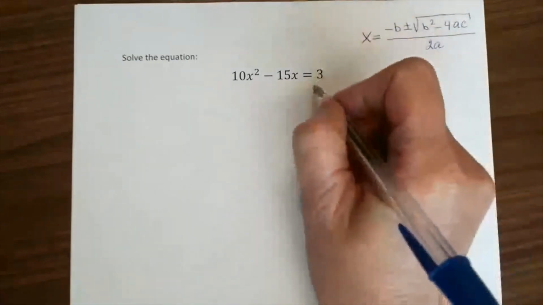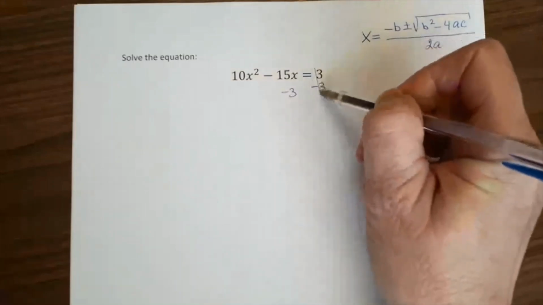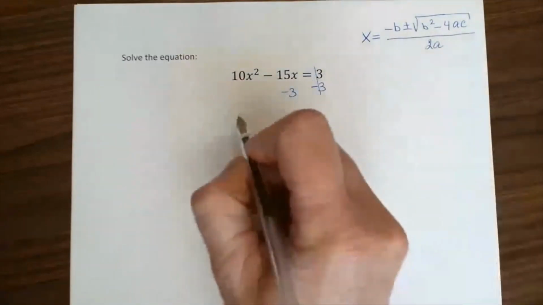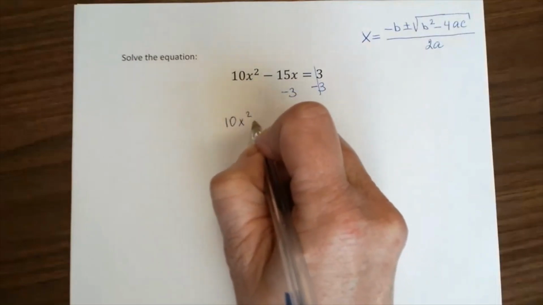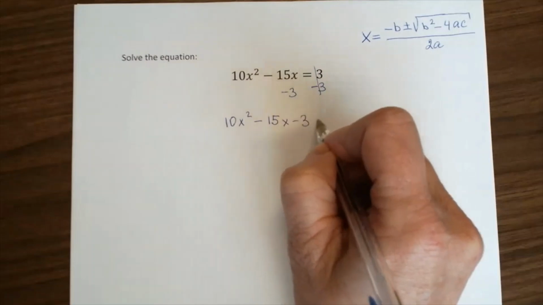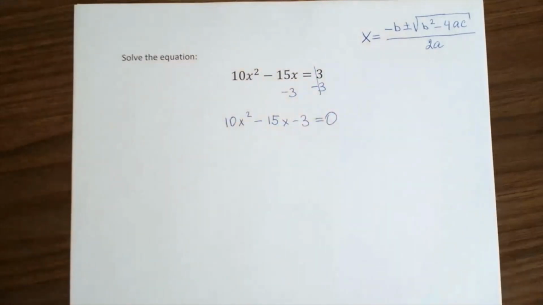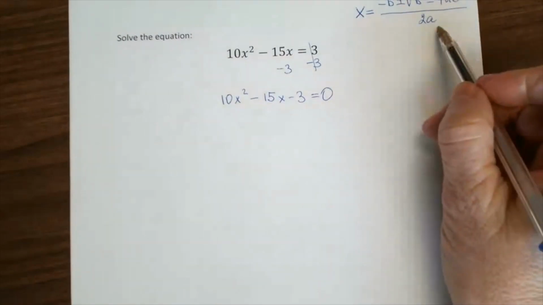First of all, we have to move 3 to the other side. 3 minus 3 will cancel out, and on the left we will have 10x to the second power minus 15x minus 3 is equal to 0. Now my equation looks good, and I can use the quadratic formula.